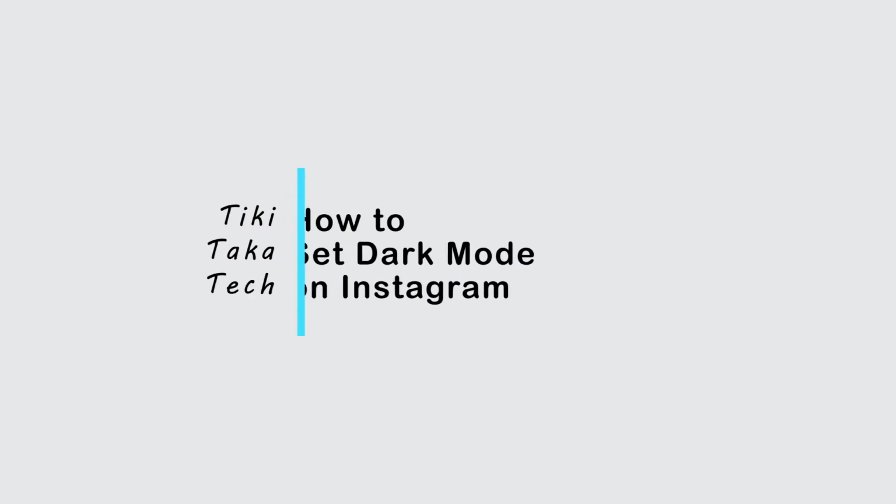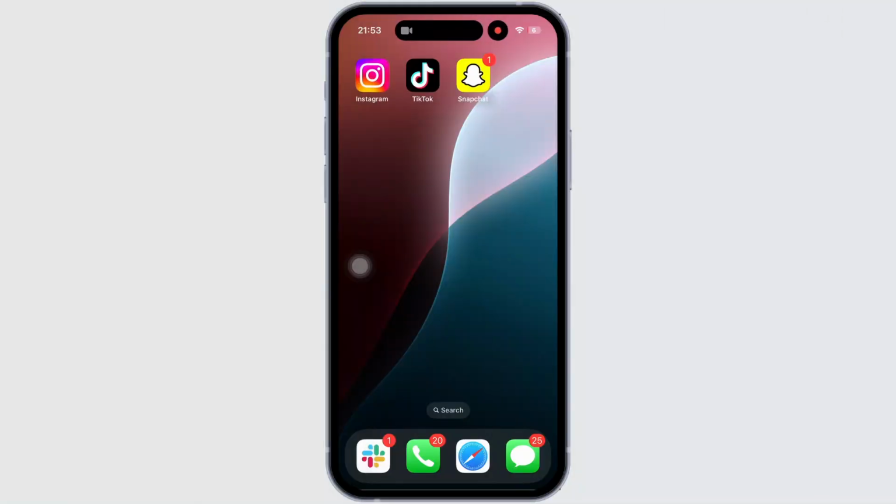How to turn off dark mode on Instagram. Turning off dark mode on Instagram depends on your device because Instagram follows your phone's system-wide theme settings. And here is how to turn it off.